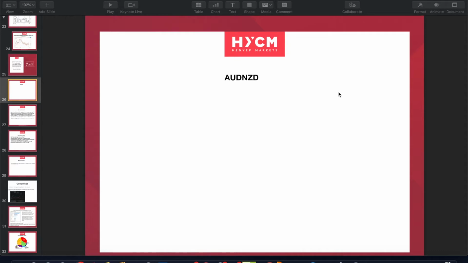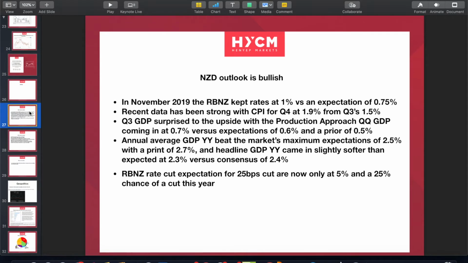The currency pair I'd like to look at is the Australian dollar, New Zealand dollar currency pair. Now, looking at the New Zealand dollar side of the equation, in November 2019, the RBNZ kept their rates at 1% versus an expectation for them to cut rates to 0.75%. This was more bullish than the market was expecting. On top of that, recent data has been strong.